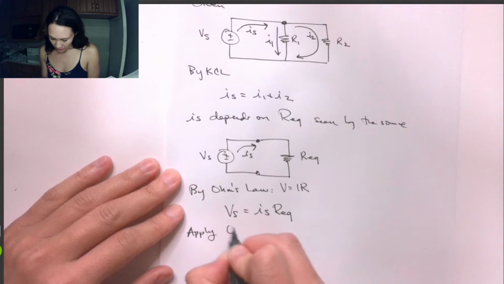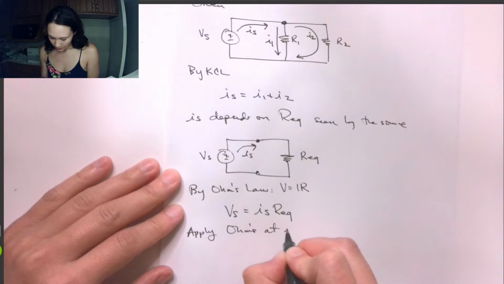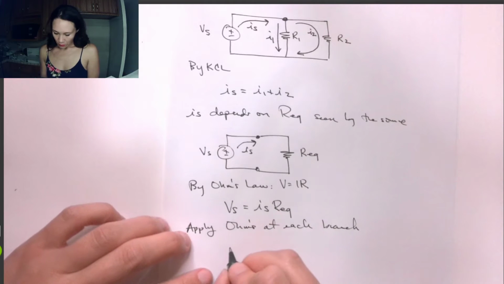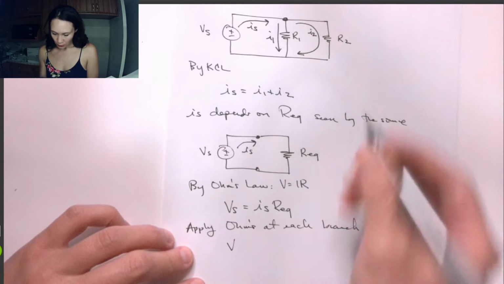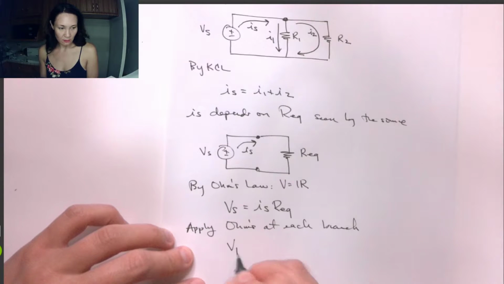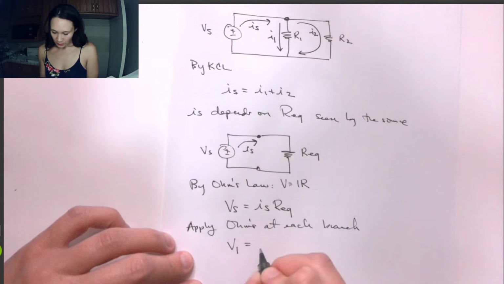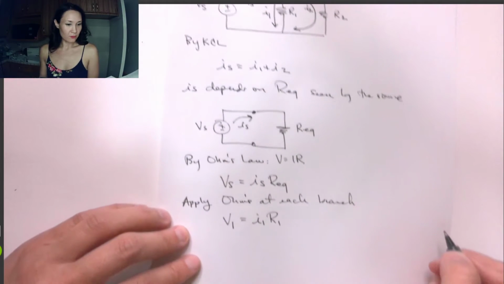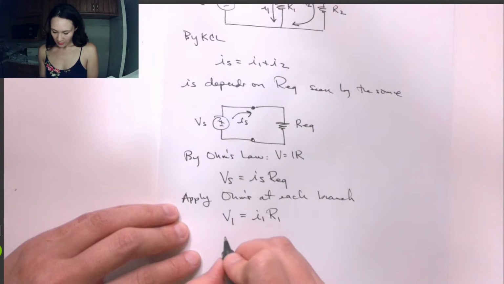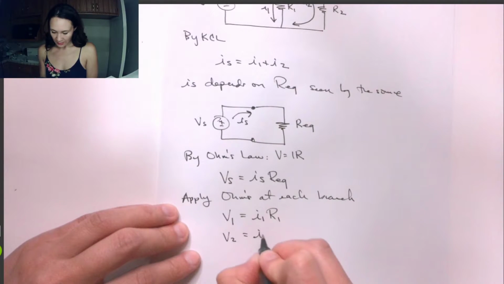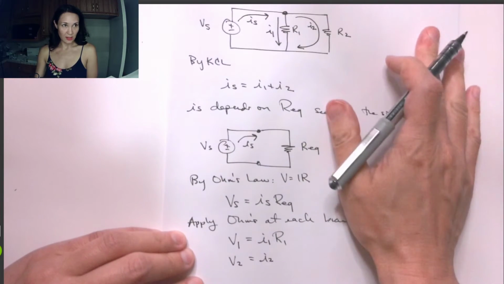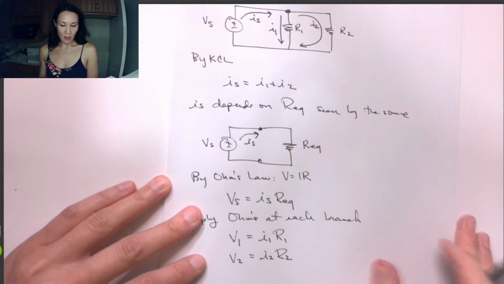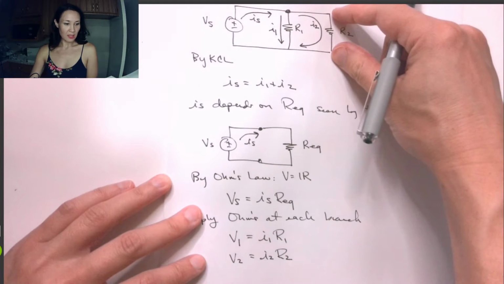If we apply Ohm's law at each branch, what do we get? We get that the voltage drop across R1, so I'll call that V1, is equal to the current that goes through R1, so I1 times R1 itself. Great, and then same story for V2, that's equal to I2, because that's the current that takes the branch down through R2, times R2 itself. So this is just Ohm's law applied here and applied here.